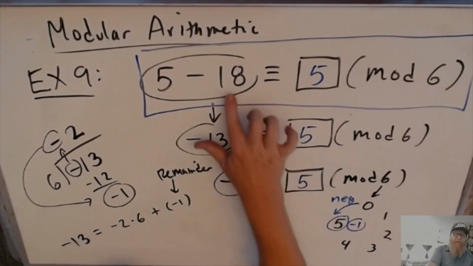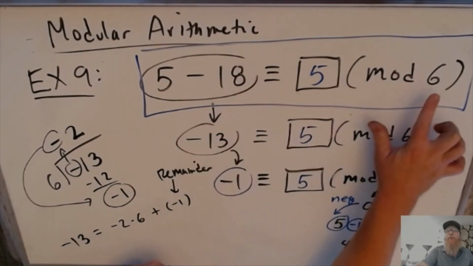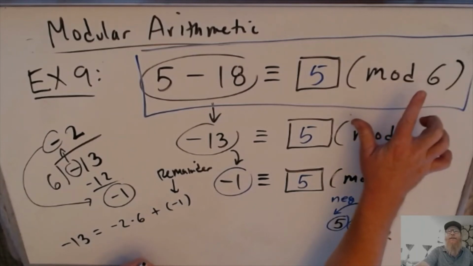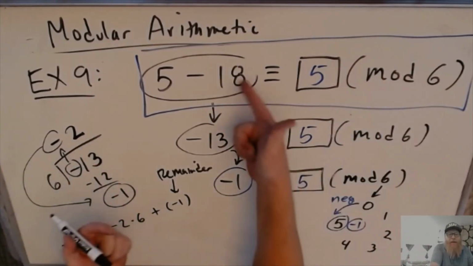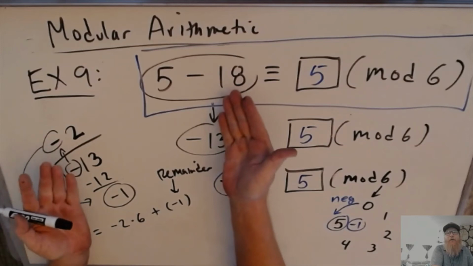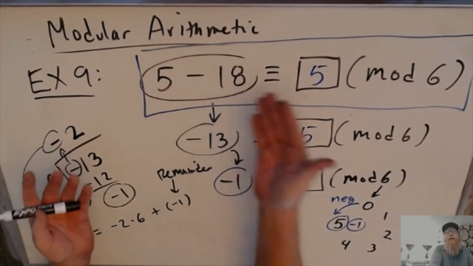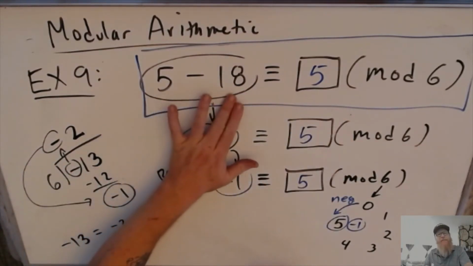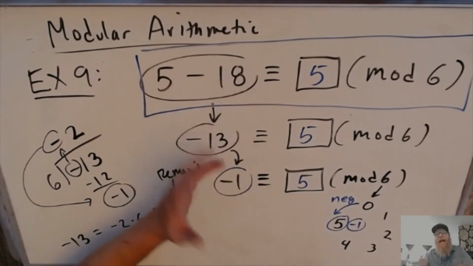One way to think about this is 18 is a multiple of 6. So now that you've done the problem, 18 is acting like 0. So you end up with 5 minus nothing. So 18 acts like nothing.